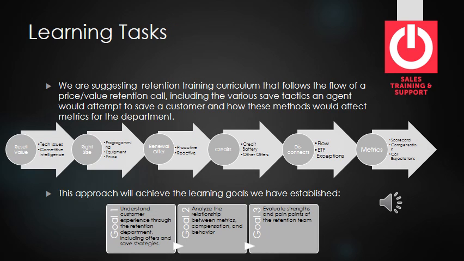For the redesigned curriculum, I'm suggesting a structure that more closely resembles the approved retention call flow for a price value cancel call. There are 6 sections that should be covered to ensure the major aspects of a retention agent's job are understood. Within each section, I have listed suggested subtopics that will be covered in more depth during the content design portion of this project. In the following 3 slides, I will list specific measurable learning objectives that will demonstrate how this approach will meet the learning goals we have established.